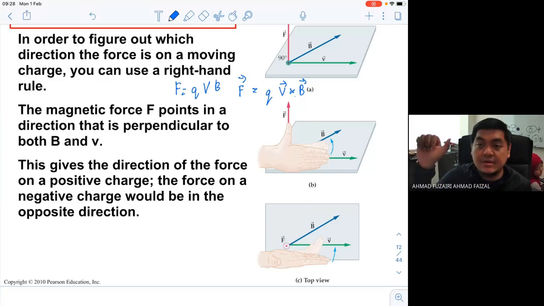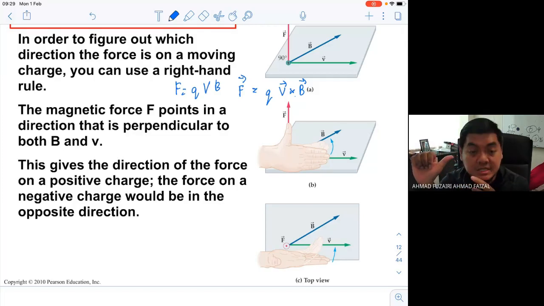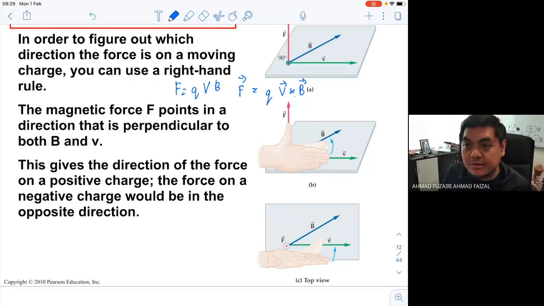Okay, because our thumb is the direction of force. This is the direction that we want to achieve. So we want to know what is the direction of force. The direction of force is based on whatever happens to the B. So, as I said just now, try to put your hand to your screen, whatever screen you are using, either laptop or phone. So try to put it like this.